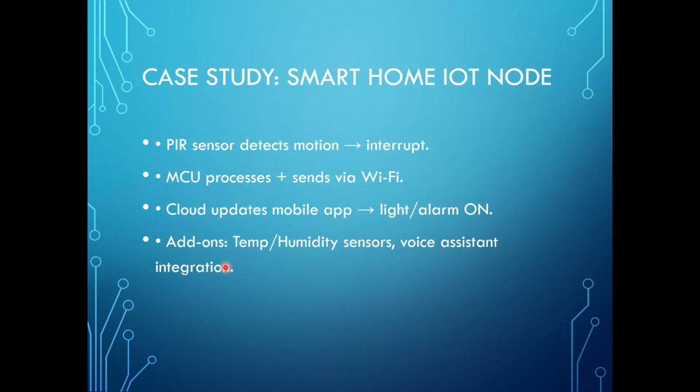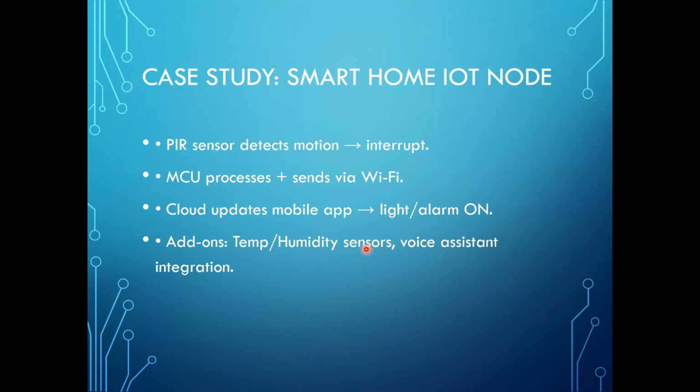The second case study is the smart home IoT node. Basically, a PIR detects motion. That is basically an interrupt. Then the microcontroller processes that data and sends it via Wi-Fi. In that case, the cloud updates the mobile application, so the light or alarm will be turned on and off. You can also add a temperature and humidity sensor and voice assistant integration. These kinds of things you can use in a smart home. This is the basis of smart homes.